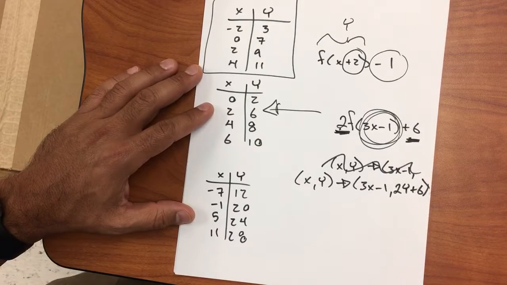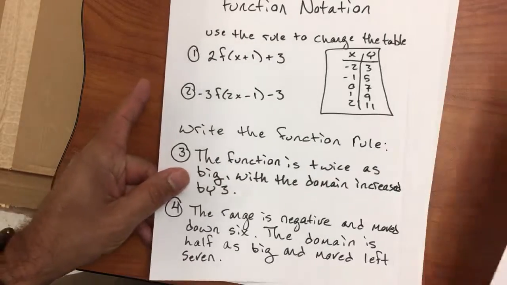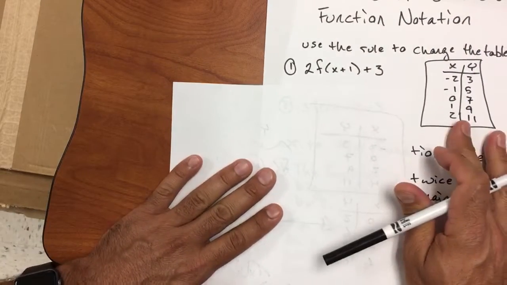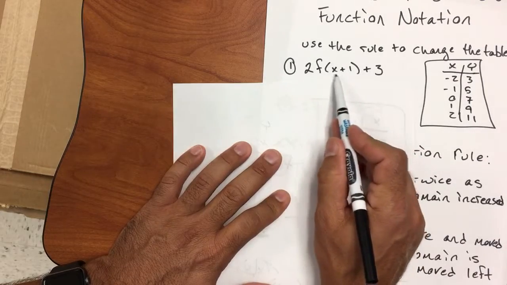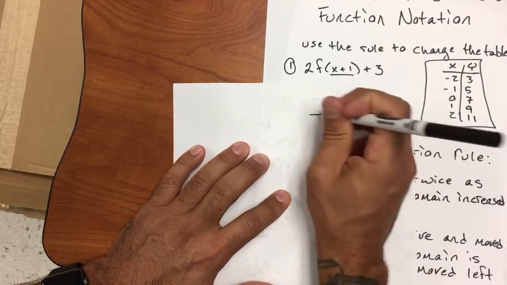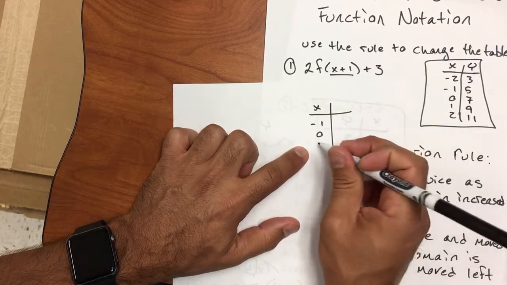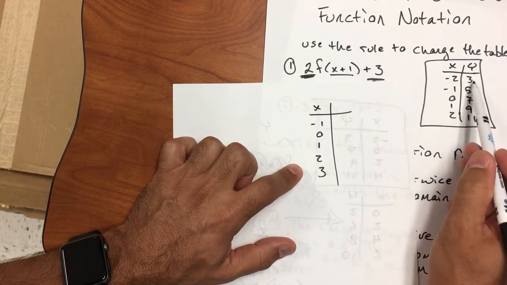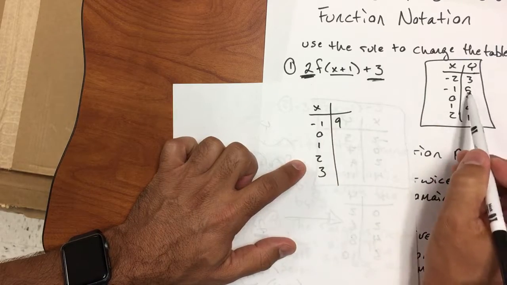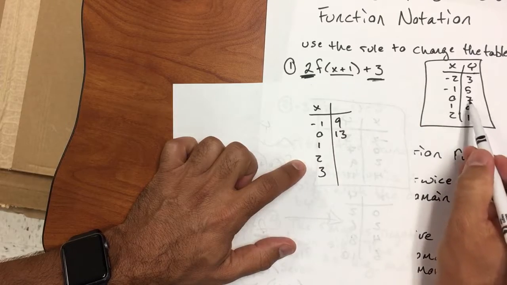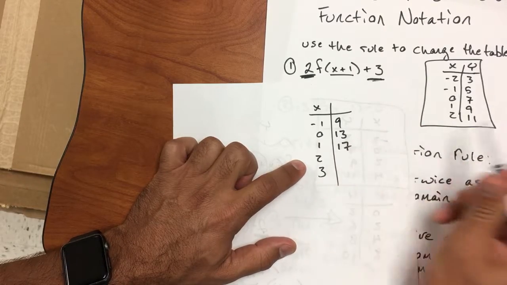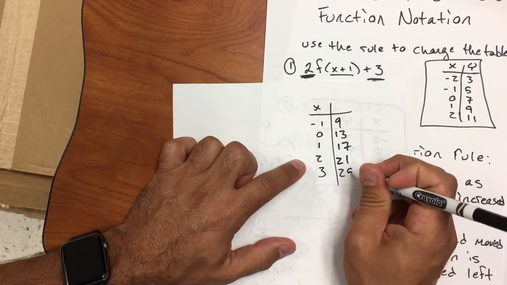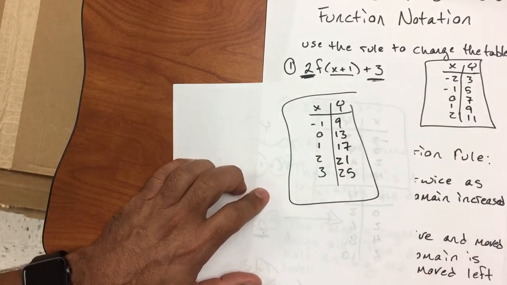So I'm actually going to do the first problem that was on your paper right here so that you can make sure that you know how to do it. So this is our rule, and this is our table that we're using. So to the x's, all I'm doing is adding 1. So all the x's are going to get plus 1. So that's going to be negative 1 and 0 and 1 and 2 and 3. All of the y's are getting times 2 and then plus 3. So this times 2 is 6, plus 3 is 9. This times 2 is 10, plus 3 is 13. This times 2 is 14, plus 3 is 17. This times 2 is 18, plus 3 is 21. And this times 2 is 22, plus 3 is 25. So that's the answer for number 1 on here.